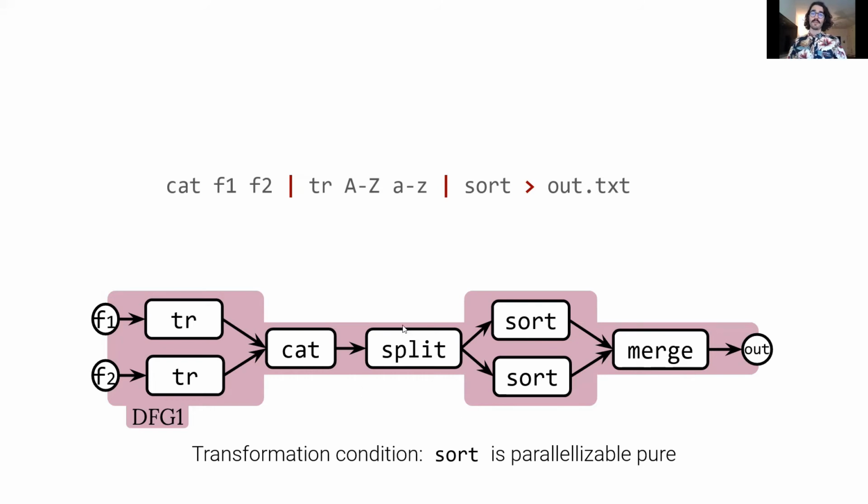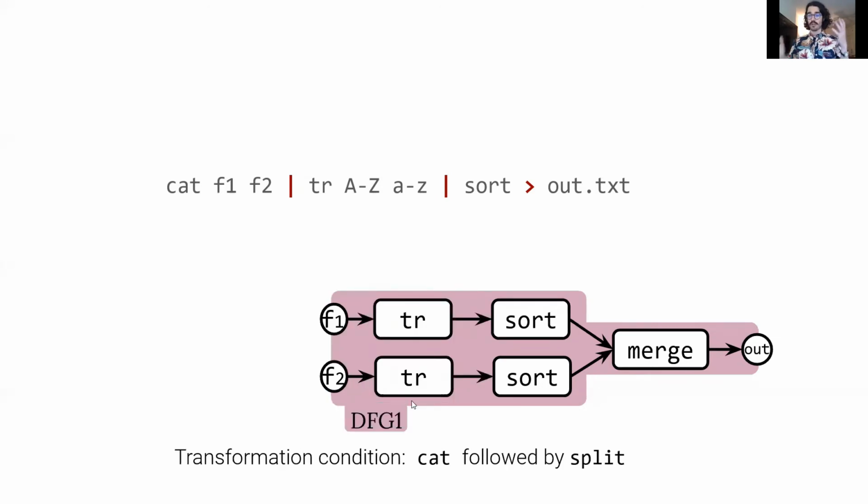Finally, we can remove these two unnecessary merging and splitting here because they have the same number of inputs and outputs, and then we get this final graph, which is saturated in a sense. We have that tr reads from F1, which then writes to sort, which writes to merge, and similarly tr reads from F2, which writes to sort, and then the merge takes the outputs and produces out.txt.